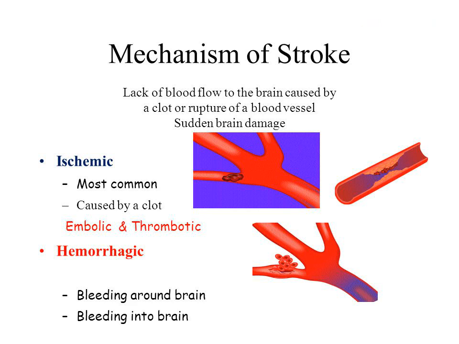Lack of blood flow to the brain caused by a clot or rupture of a blood vessel. Sudden brain damage. Ischemic: most common, caused by a clot, embolic and thrombotic. Hemorrhagic: bleeding around the brain, bleeding into the brain.